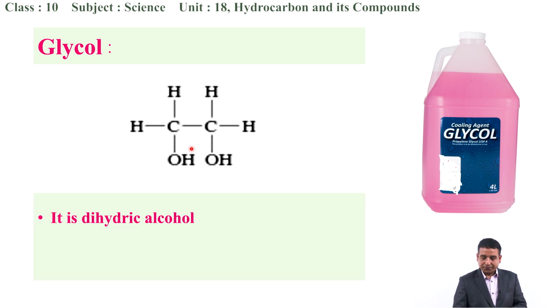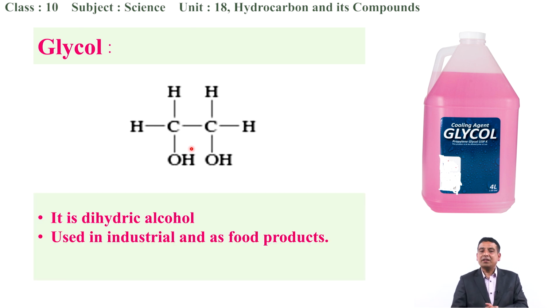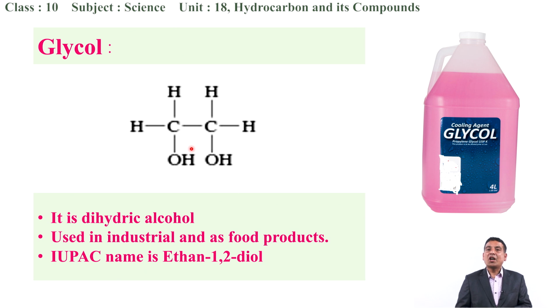So, next one is, it is used in industrial as well as the food products. While preparing the food products, to sweeten the food products, it is used. As well as next one, the IUPAC name of this glycol is ethane 1,2 diol.